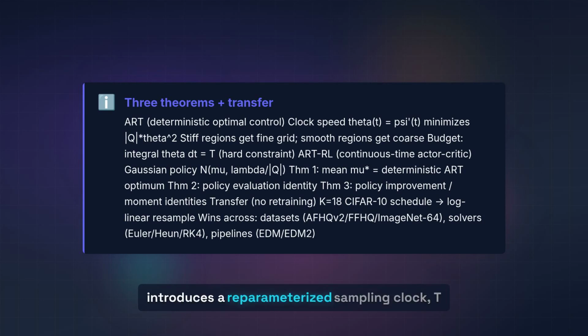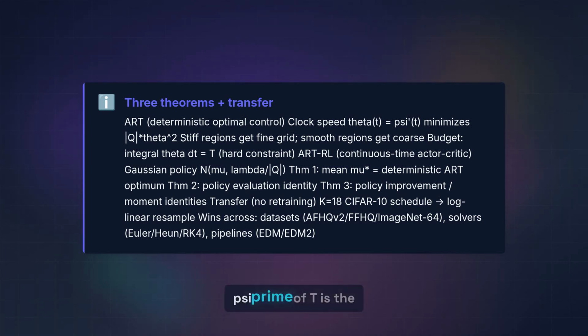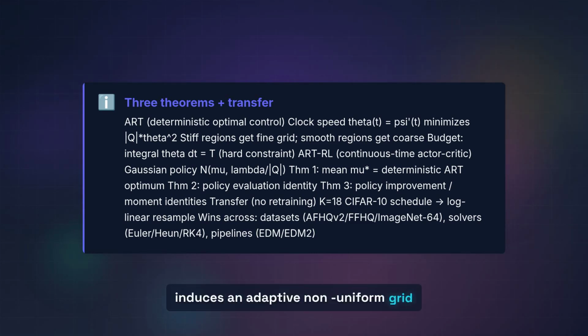ART introduces a reparameterized sampling clock, T, linked to physical diffusion time, tau, by a continuous map psi. The clock speed theta of T equals psi prime of T is the control. A uniform grid in T induces an adaptive non-uniform grid in tau. Local deceleration, small theta, gives finer resolution where the probability flow field is stiff.